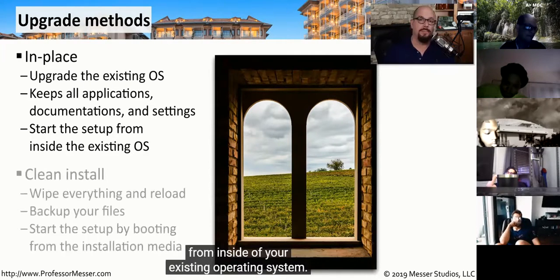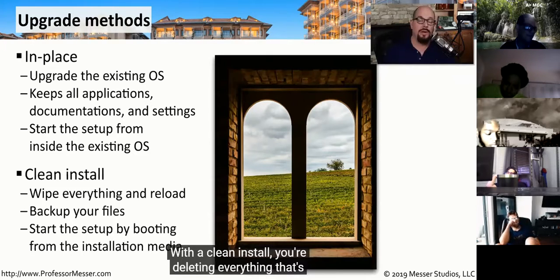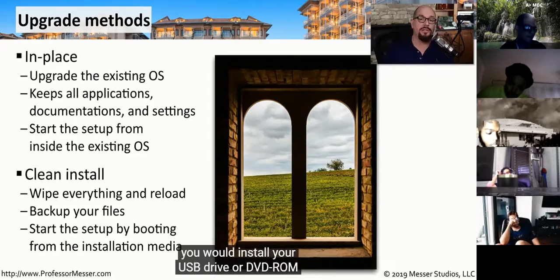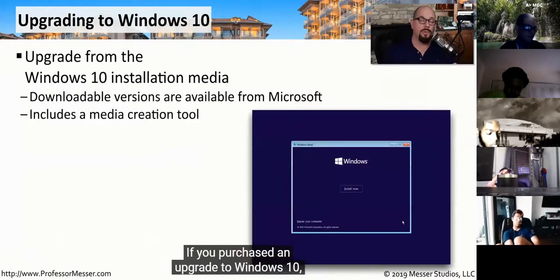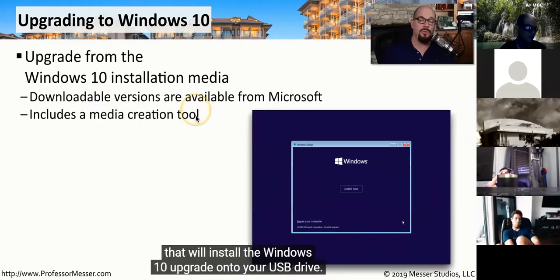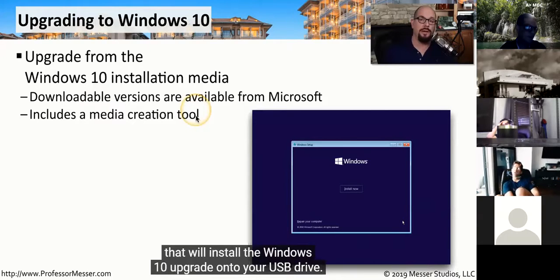With a clean install, you're deleting everything that's on that partition and you're reinstalling Windows from a brand new configuration. To be able to start a clean installation, you would install your USB drive or DVD-ROM with your installation media, and then you would boot the system using that media. If you purchased an upgrade to Windows 10, you can download that version directly from Microsoft, and Microsoft includes a media creation tool that will install the Windows 10 upgrade onto your USB drive.